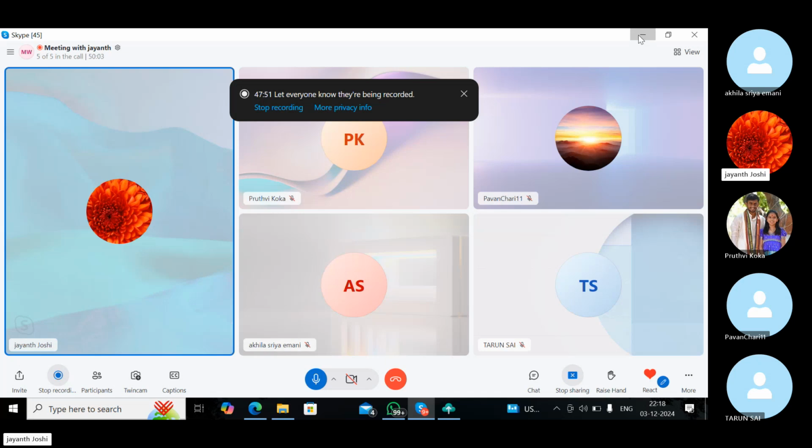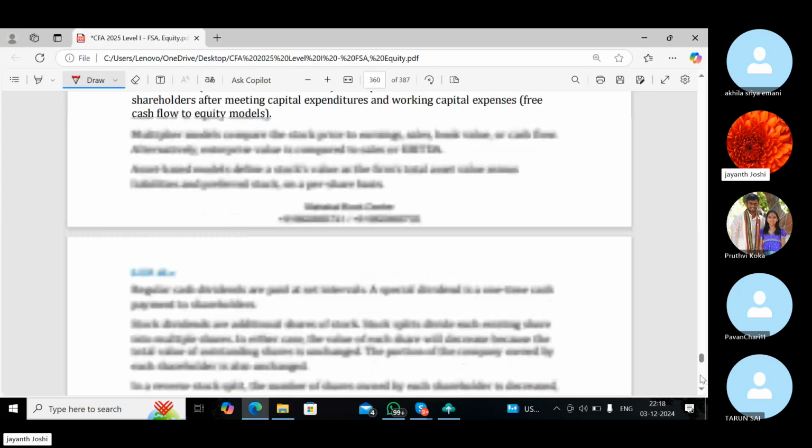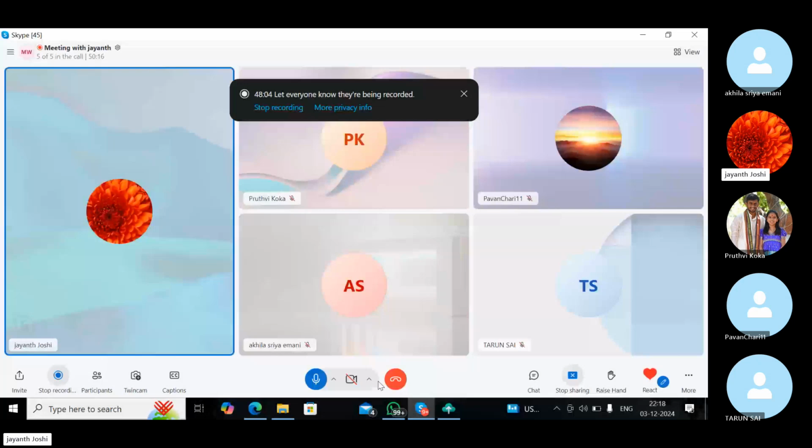Tomorrow will be the last class for this chapter, equity valuation. We have one topic to do, that is enterprise value, and some theory. Tomorrow I'm going to finish this chapter completely.